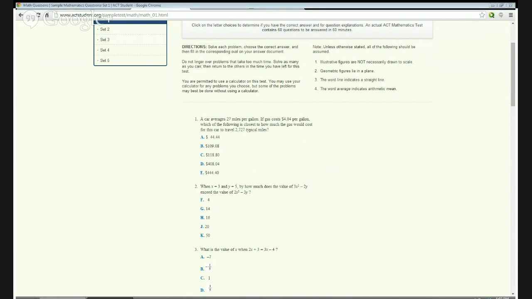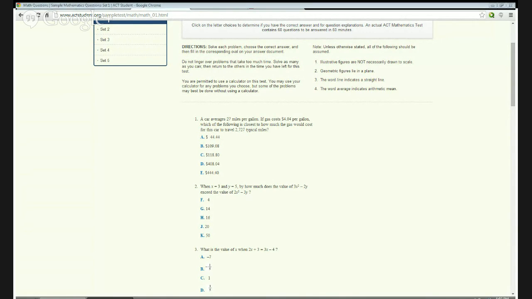So the first question is kind of straightforward, you know, how many miles per gallon, how many gallons, that type of question. You've probably seen it before in math tests, and some sort of question like this will definitely show up on the ACT. So it asks: a car averages 27 miles per gallon. If gas costs $4.04 per gallon, which of the following is closest to how much the gas would cost for this car to travel 2,727 miles?